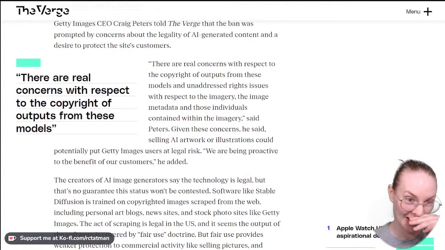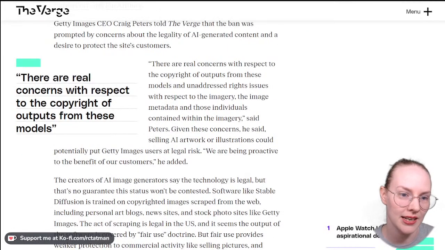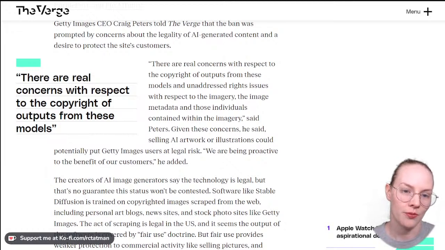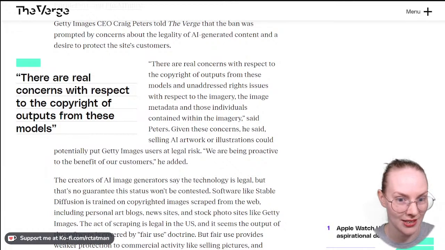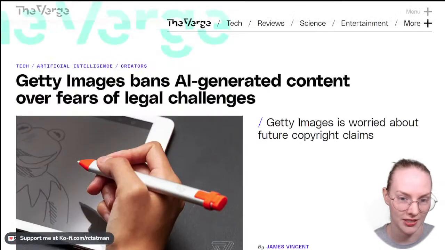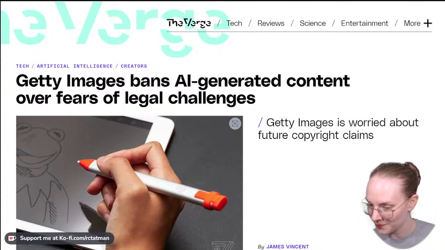And the Getty Images CEO said, there are real concerns with respect to the copyright of outputs from these models and unaddressed rights issues with respect to the imagery, the image metadata, and those individuals contained within the imagery. Given those concerns, selling AI artwork or illustrations could potentially put Getty Images users at legal risks. We are being proactive to the benefit of our customers. So just so you know.